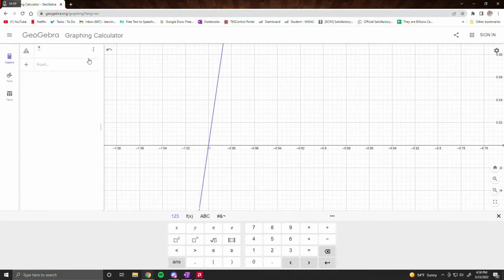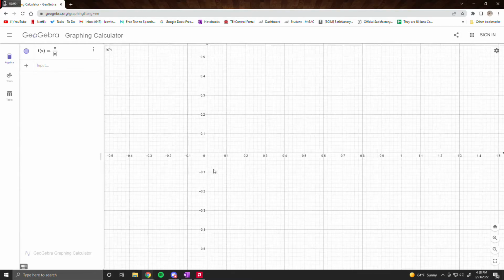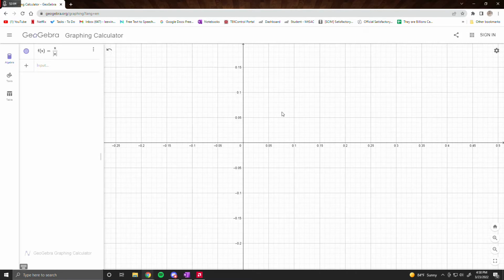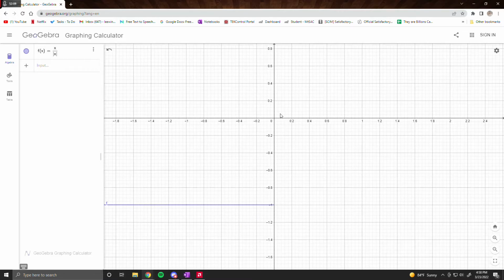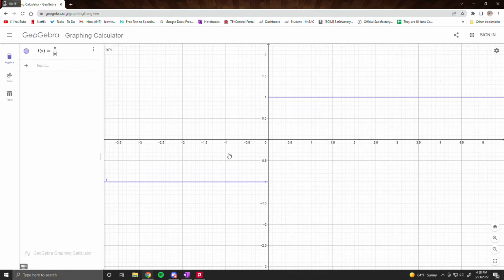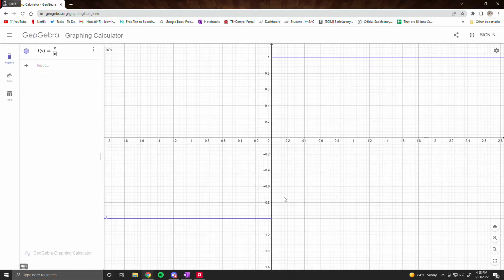Let me just see what happens when you graph it. Why is this so slow? Oh, here it is. Okay, this makes a decent amount of sense.